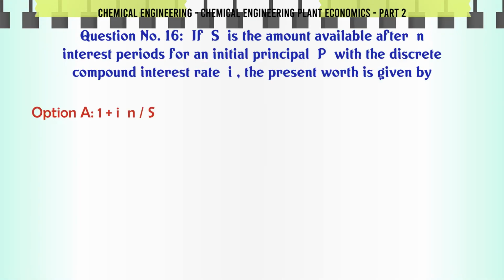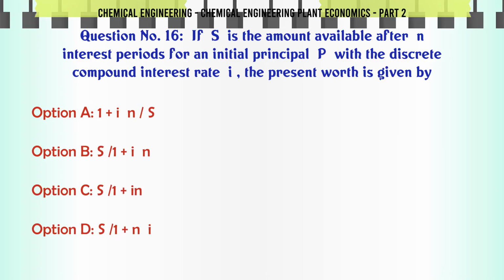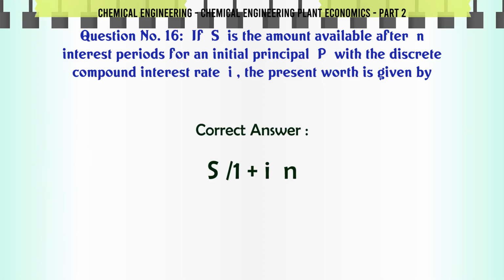If S is the amount available after n interest periods for an initial principal P with the discrete compound interest rate i, the present worth is given by A. 1/(1+i)^n S, B. S(1+i)^n, C. S(1+n)^i, D. S(1+n)^i. The correct answer is S/(1+i)^n.